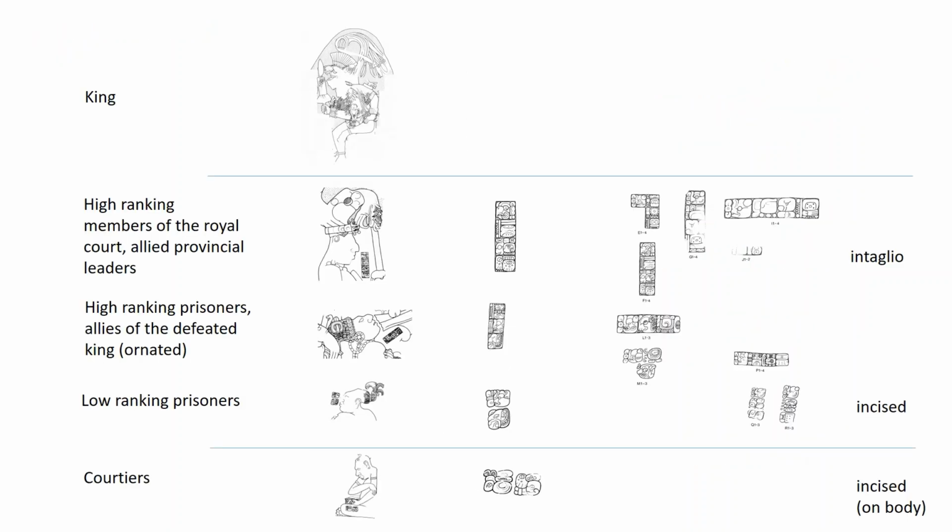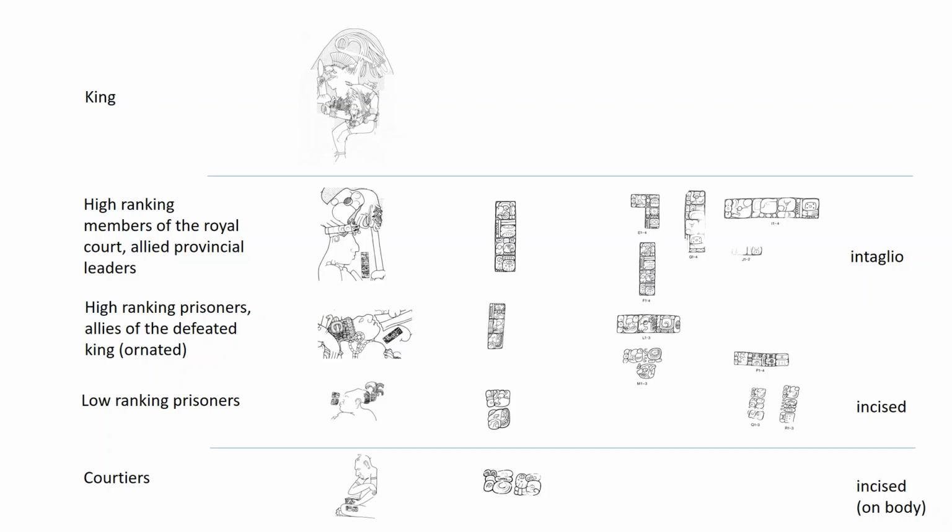So we can see this here. We got the king with no name glyphs. I come to this later. And here is the high-ranking member of the royal court, allied provincial leaders, and so on. And within this area, all the signatures of the scribes and sculptors are arranged in this level here. Why not here? Because no one wants to be associated with a defeated person. So the artist's signature, the logos, is about this level here, and they are incised.